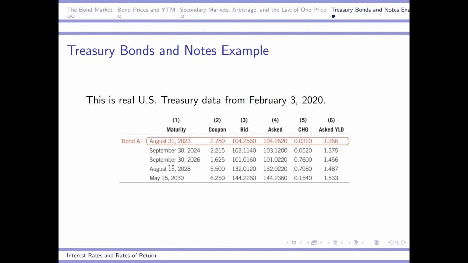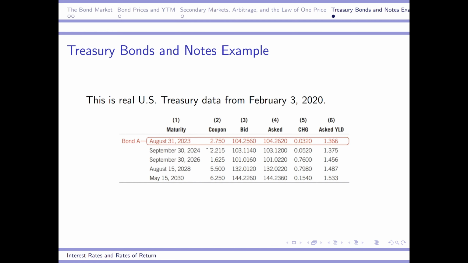Now, in closing, let's just look at some real US Treasury data. This is going to come from February 3rd of 2020, and it's looking at 30-year Treasury bonds. If you were to go on some trading platform, this is how these bonds would get priced. So, for example, Bond A, its maturity date is going to be August 31st, 2023. So if you think back, if this was issued 30 years ago, somebody's been holding this bond since 1993. The coupon rate is being listed at 2.75, and so that means that the coupons are 2.75%, so 0.0275 in decimal form.